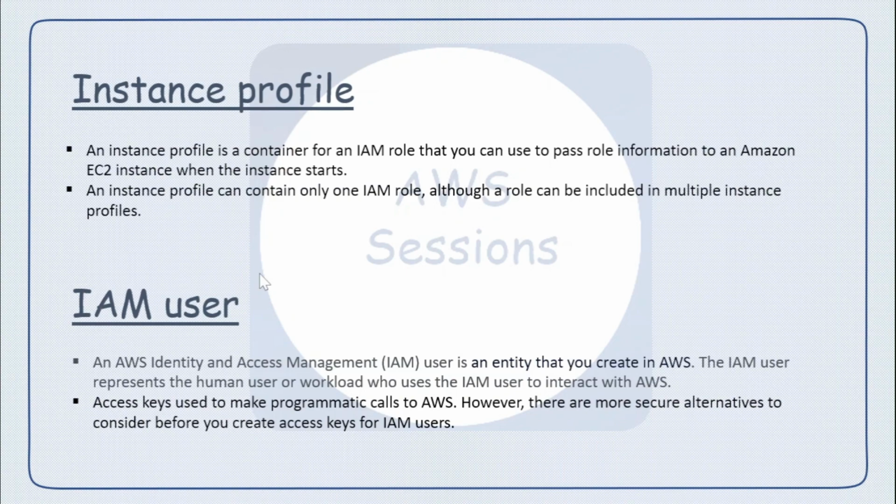And next is IAM user. Again, IAM user is an entity that you create in AWS. So IAM user represents a human user or workload which is interacting with AWS. With IAM user, you can log into the AWS console and you can do a lot of actions. But here our area of interest is the access keys because we'll be connecting to AWS programmatically. So for that we'll create some access key for that IAM user and we'll use those keys to communicate with the services. So these are two methods we'll be covering in this video. So let's start this video.